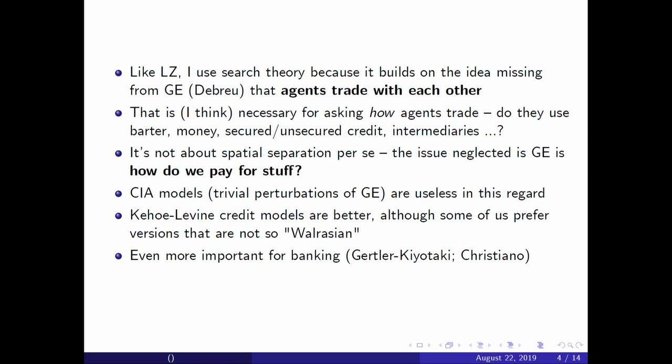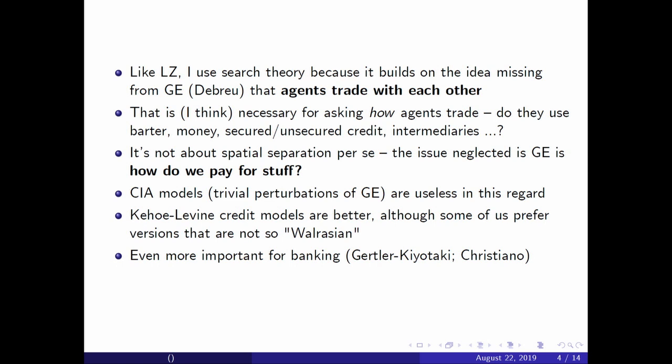And this pairwise trading is important because then you can start asking, and the issues pop off the page when you're writing these models, how do we pay for stuff? That's not discussed in GE theory. You just slide along your budget line, picking your preferred point. How you pay for it is not really up for discussion, the way it is in models with pairwise trade. Cash-in-advance models, which are trivial perturbations of general equilibrium theory, are useless in this regard, in my opinion. Kehoe-Levine credit models are better, much better, although some of us prefer the versions that aren't quite so Walrasian.